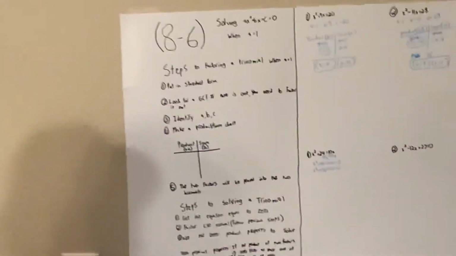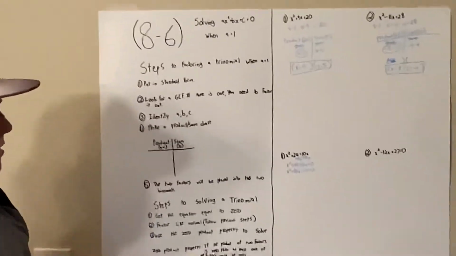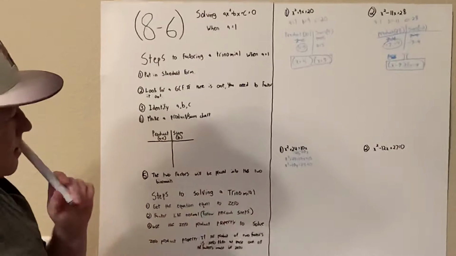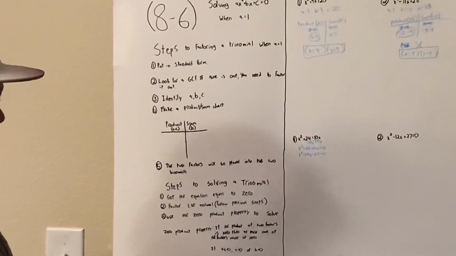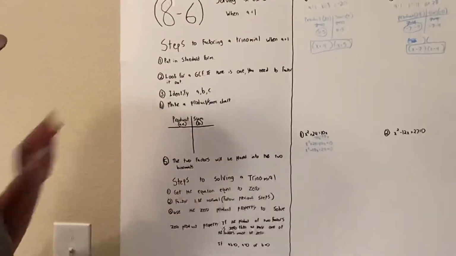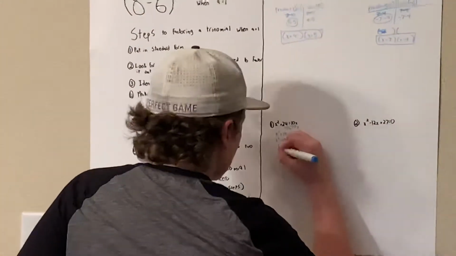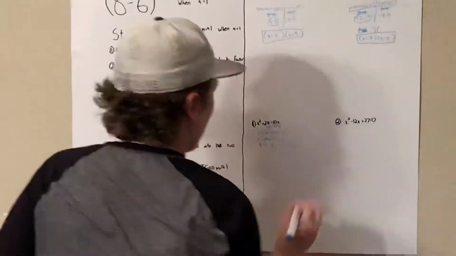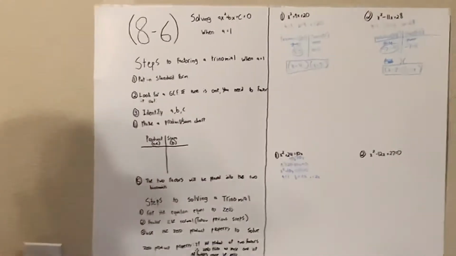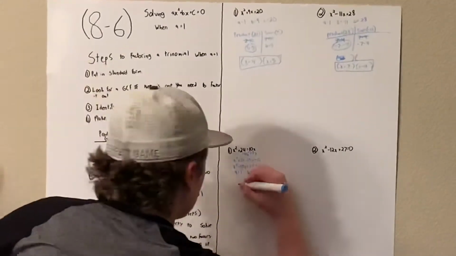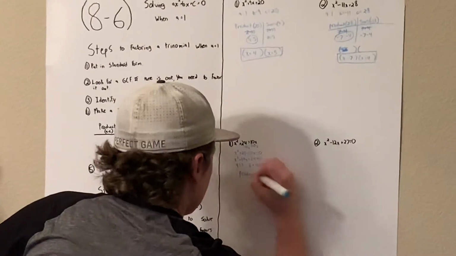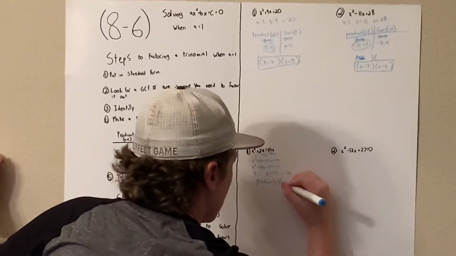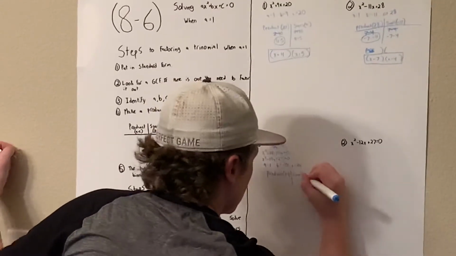So step 2 is look for a GCF. There is not a GCF in the problem. So then you go to step 3, identify A, B, and C. A equals 1, B equals negative 10, C equals 24. Then go to step 4, make a product sum chart. A product of 24 times 1, which is 24, and a sum of B, which is negative 10.